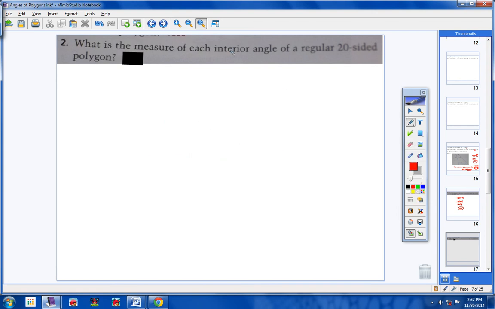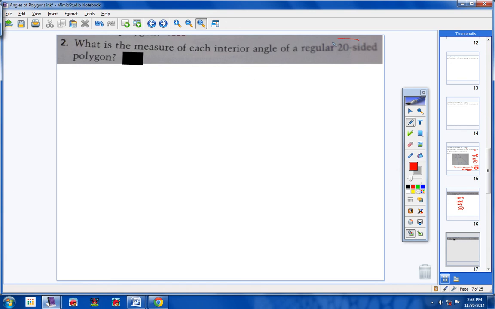Now, notice this problem here. It says a regular 20-sided polygon. That means all of the angles are what? Remember what regular means? A regular polygon has congruent sides and congruent angles. So, here's what I'm going to do. They want me to find the measurement of one angle in a 20-sided regular polygon. Okay, no problem. Let's first of all find the sum of all.